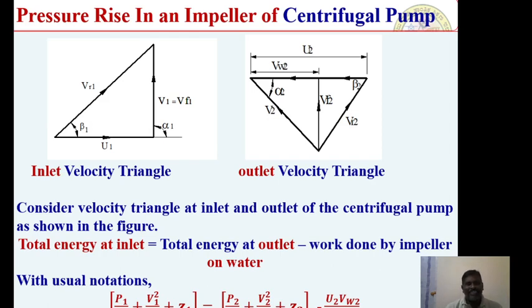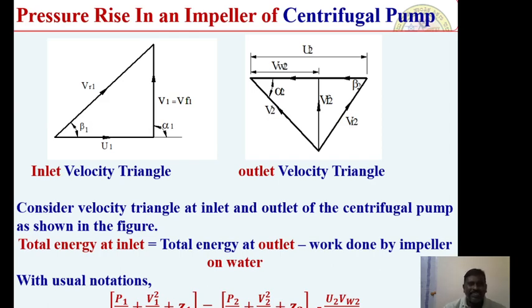Consider the velocity triangle at inlet as well as at outlet. As far as the centrifugal pump is concerned, we know that the total energy at inlet is equal to the total energy at outlet minus the work done by the impeller on the water. This condition we have already discussed in the previous slides, right? So let us think about how we can write this with usual notations. What is the total energy at the inlet? It is P1 by rho g plus V1 square by 2g plus Z1, with usual notations.